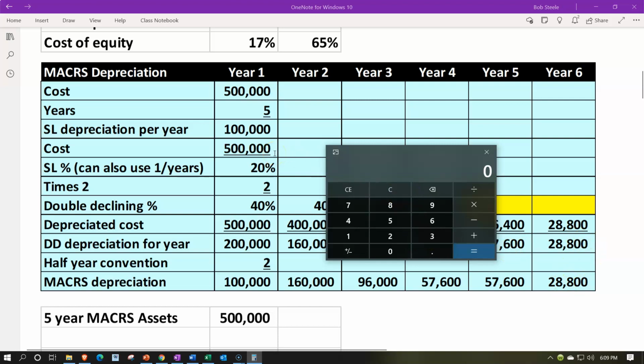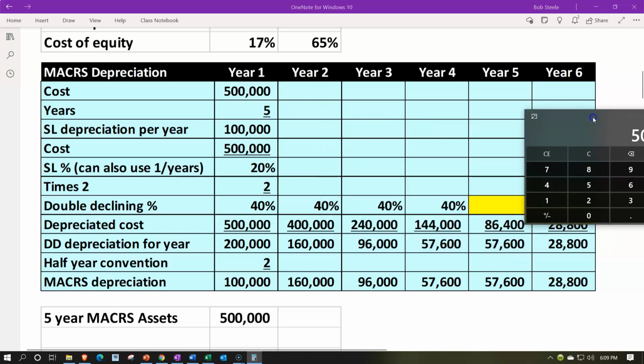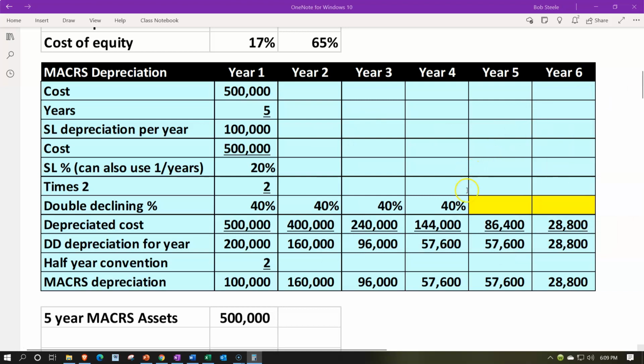Let's add these up and see if we get up to the 500,000 again. 100,000 plus the 160,000 plus the 96,000 plus the 57,600 plus the 57,600 plus the 57,600 plus the 28,800 is the 500,000. We do indeed get back to the 500,000, so we allocate the cost over these 6 years.